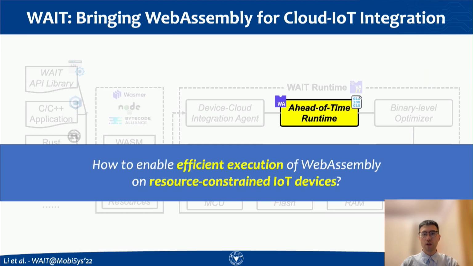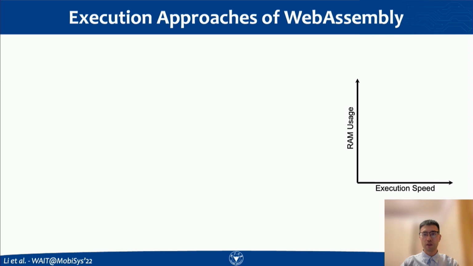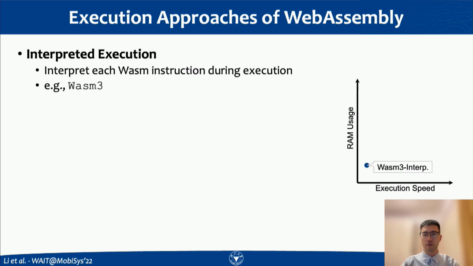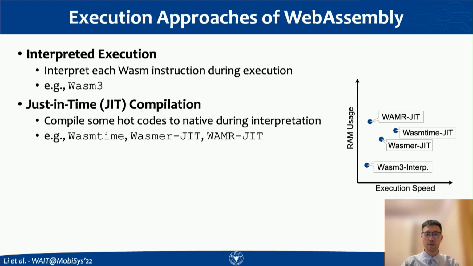Okay, now we move on to how WAIT enables efficient execution of WebAssembly on resource-constrained IoT devices. Before we dive into the details of our runtime, we first give a full view of the three methods to execute WebAssembly. The first and simplest approach is interpreted execution. It has the smallest RAM usage, but its execution speed is the slowest.